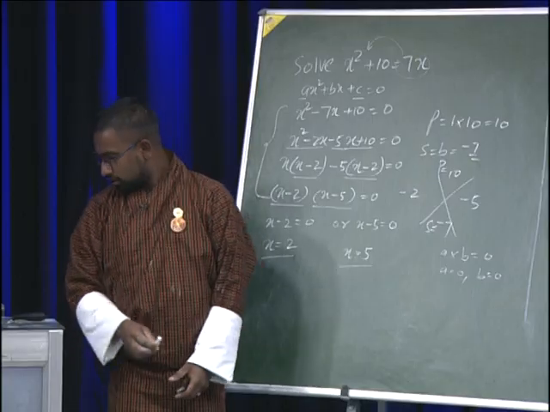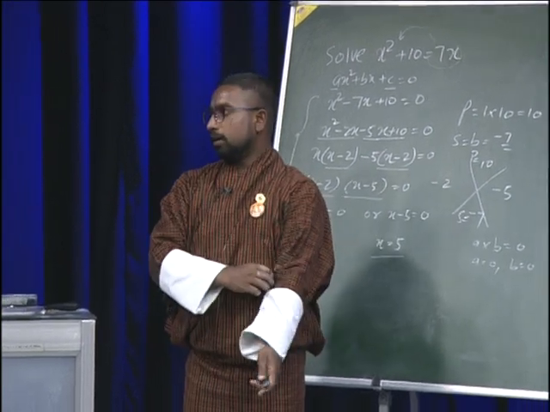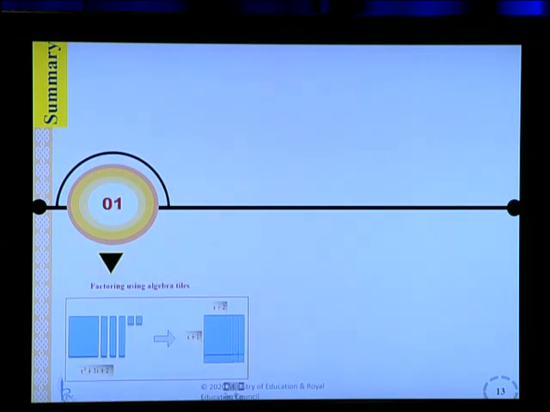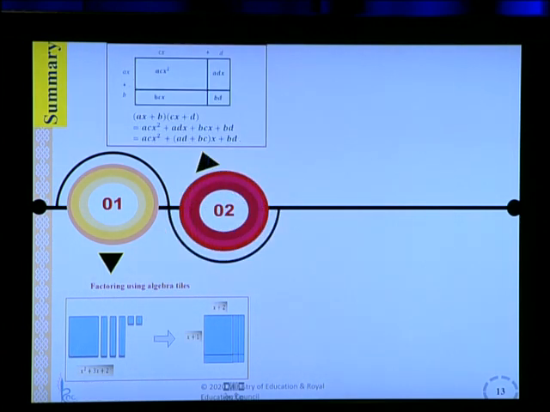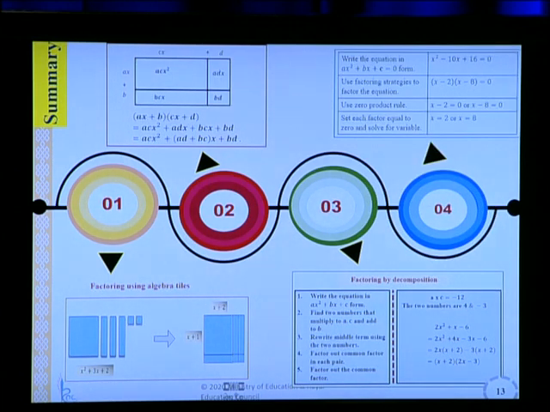So, with this we have come to the end of my lesson. Now, let us try to see what we have learned today. To summarize, first we have factoring using algebra tiles, then we have factoring using the algebraic model, then we have seen factoring by the decomposition method, and finally we have seen solving quadratic equations using the decomposition method in this case.